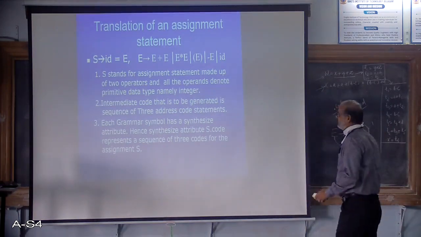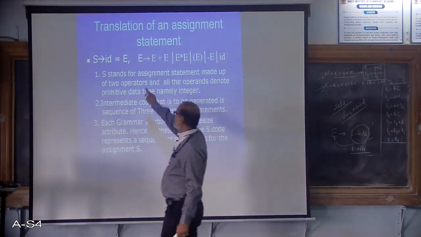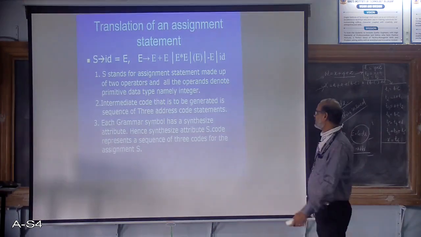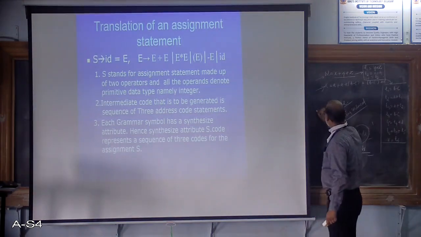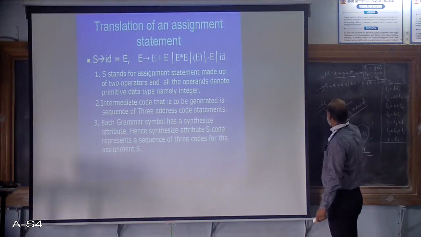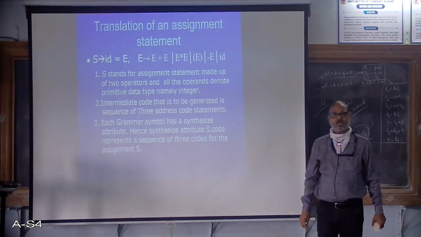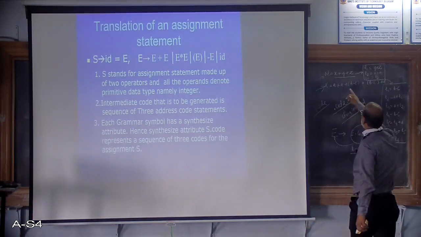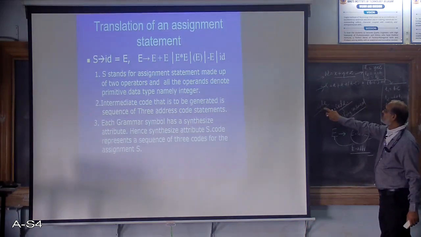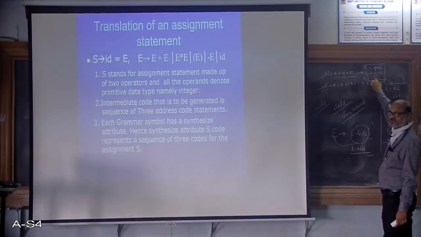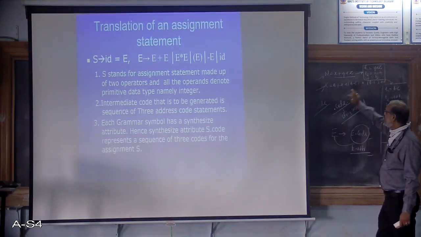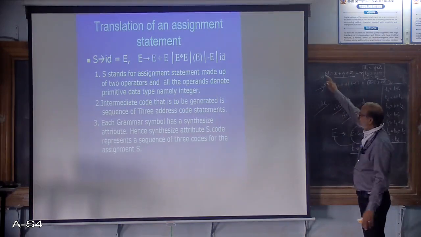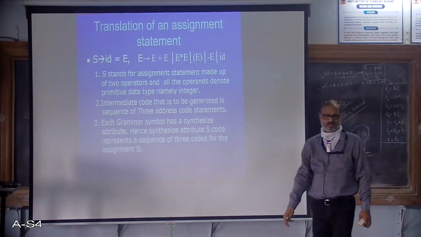If I take a production S derives ID equal to E, I have S dot code. S dot code is the sequence of 3 address codes evaluating the whole assignment statement. If I take this particular assignment statement, my S dot code is going to have that sequence. Of course S dot address you will also have, and that value is nothing but W. At this moment it is redundant.